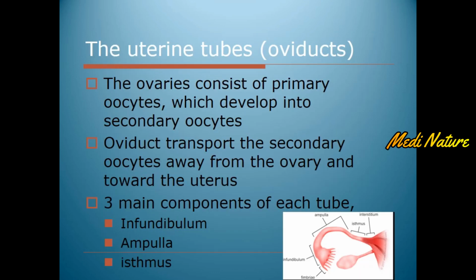The cortex of the ovaries contains primary oocytes. Then within the ovaries they develop into secondary oocytes. These secondary oocytes are the eggs which are released by the ovaries. One secondary oocyte is released once a month. The released secondary oocytes are taken up by the oviduct, or we call it the uterine tube. It takes these oocytes towards the uterus. There are three main components of each tube, that is, the infundibulum, ampulla, and isthmus.